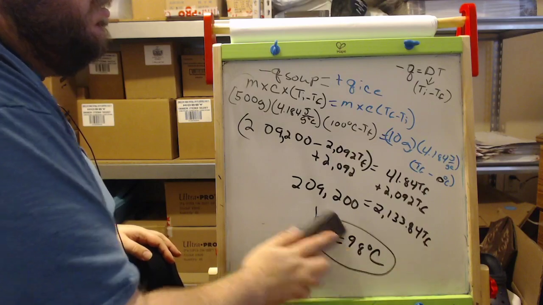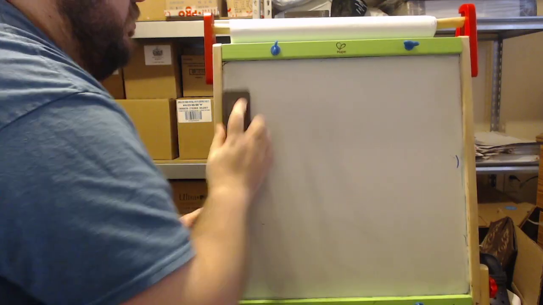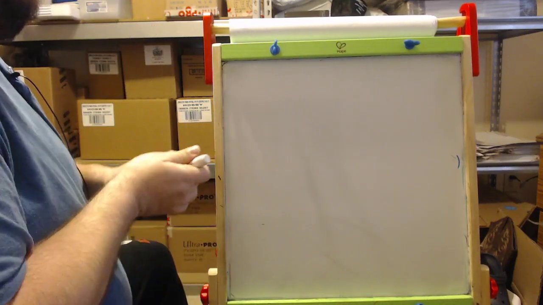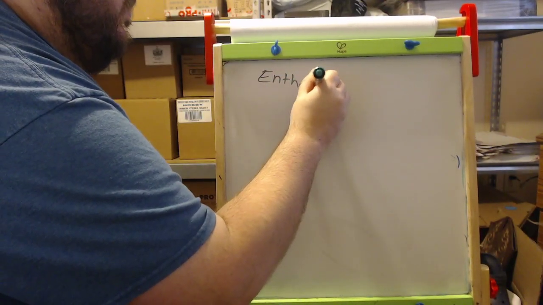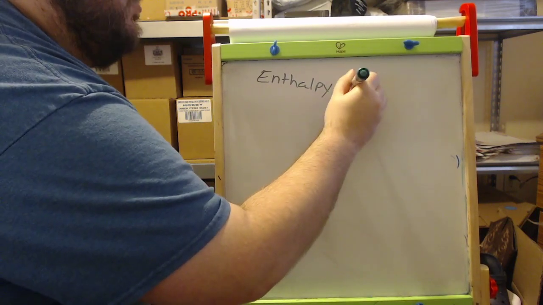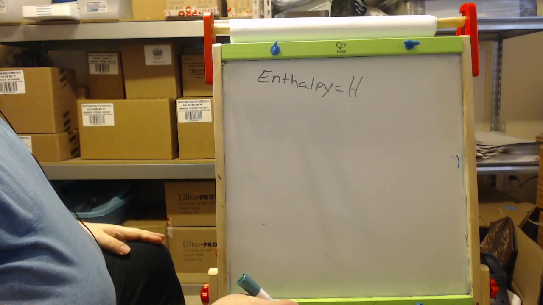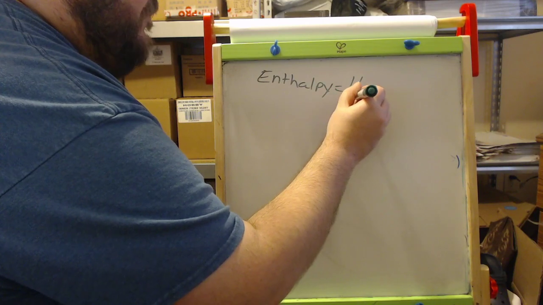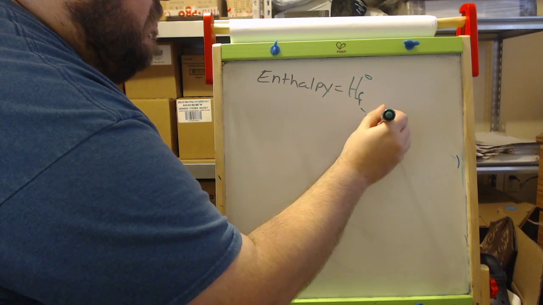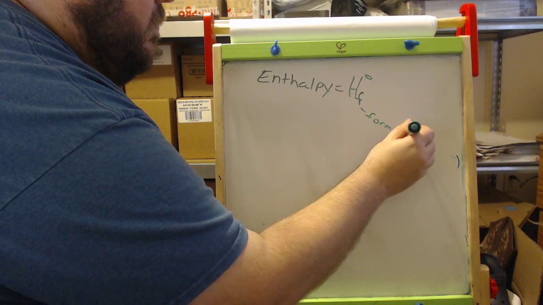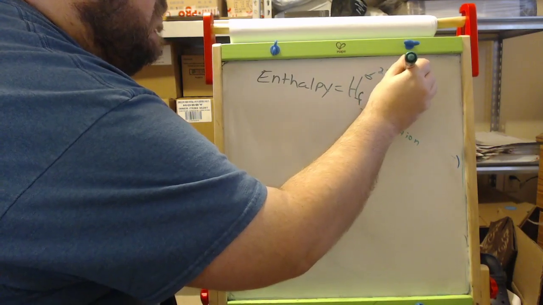All right. Let's look at another term. Now, there's a term called enthalpy. And it's represented by H. Okay? And you'll see a little HF, or you'll see a little degree sign with H. This means formation. This means at 298 Kelvin and 1 ATM.